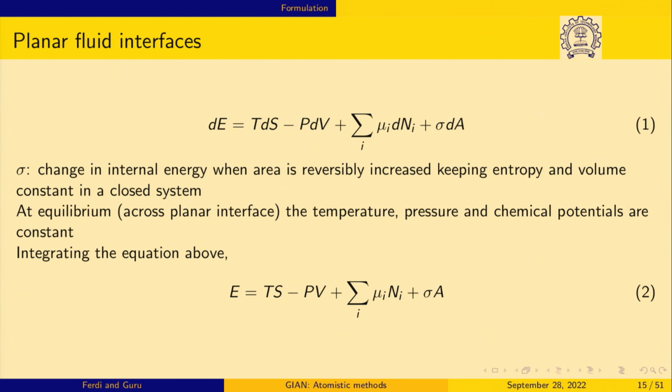You are not adding any more atoms. So, dN is 0, and volume you keep constant, so PdV is 0, entropy you keep constant, so TdS is 0. So, dou E by dou A will give you sigma, right. So, this sort of tells you what the definition of interfacial energy or interfacial free energy is in our scheme of things. Okay. At equilibrium across a planar interface, the temperature, pressure and chemical potentials are constant.